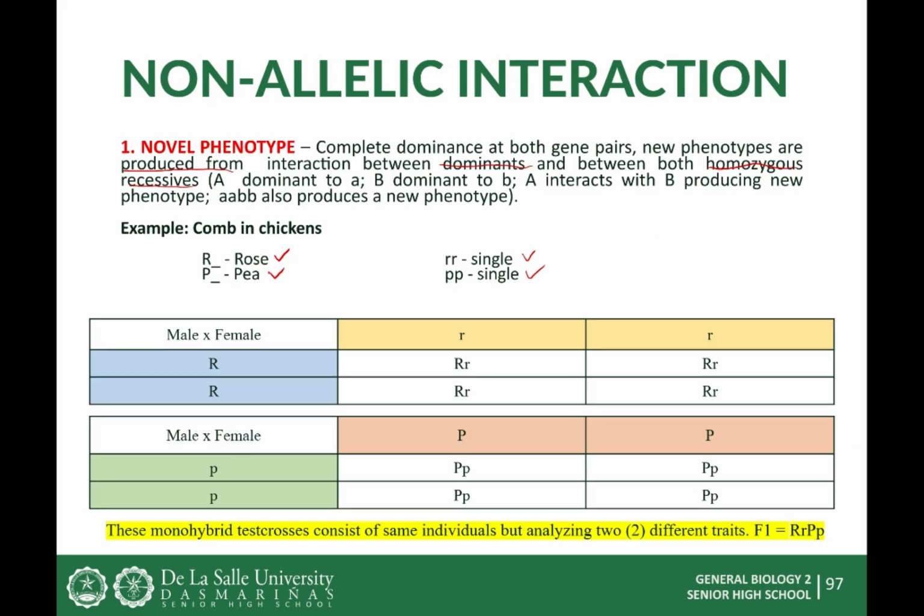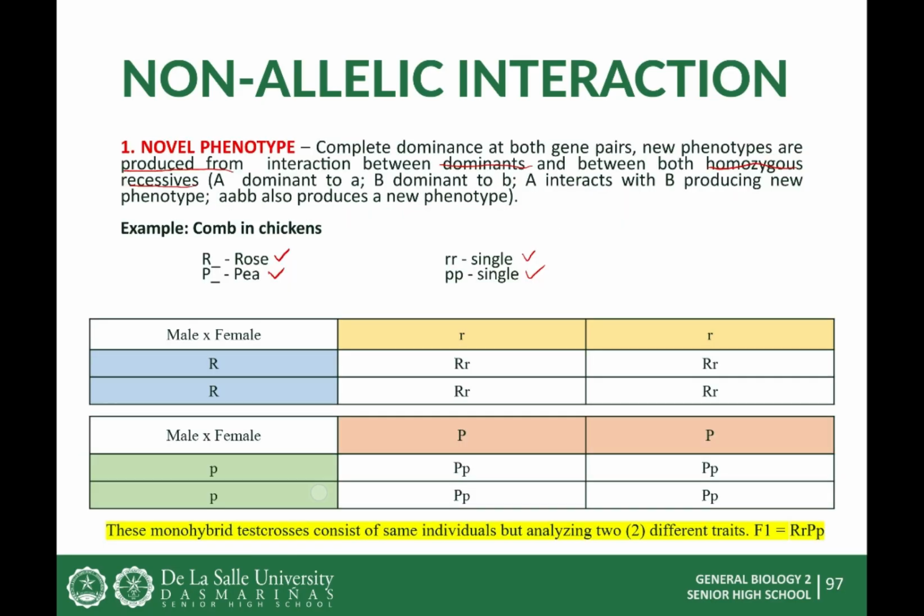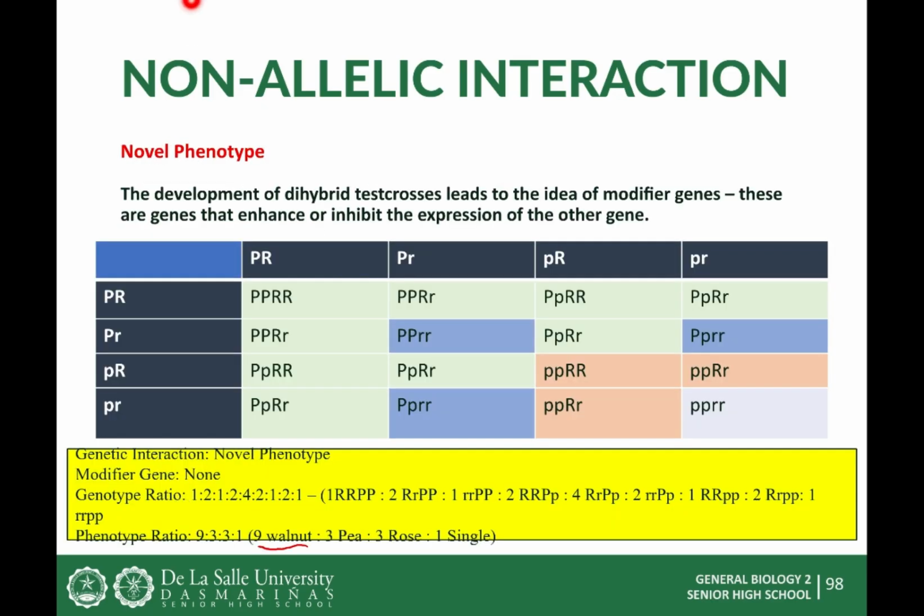So we have also, if both of the genes are dominant, the R and the P are both dominant, then it will create a new phenotype, which is the walnut. So when we cross the parent, which both are heterozygous, and then get the gametes. So these are the gametes when you do the FOIL method.